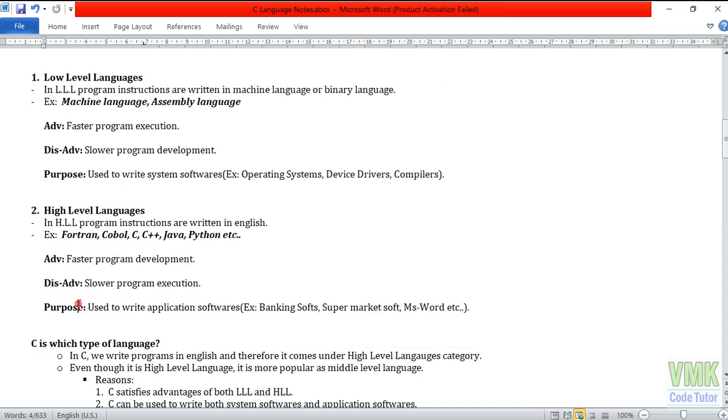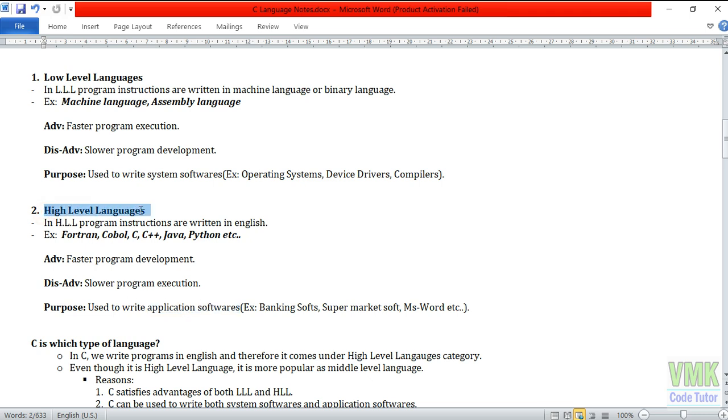Then, what purpose is it generally used for? High level languages are used to write application softwares. What do we mean by application softwares? The softwares which are useful for us human beings. Examples: banking software, supermarket software, MS Word, MS Excel, WhatsApp. Like this, there are so many softwares used by us, and all of them are application softwares.